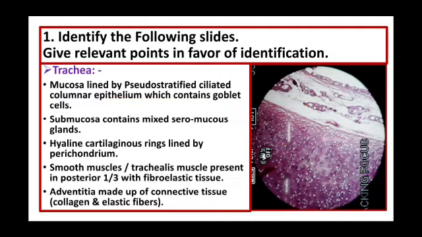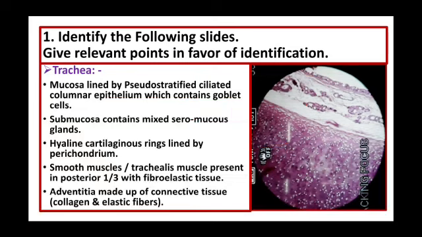The given slide is the trachea. So it is lined by the pseudo-stratified ciliated columnar epithelium, and a large number of goblet cells are present within this epithelium. The submucosa contains the mixed seromucous glands, and the cartilage is mainly made up of the hyaline cartilage, which is lined by perichondrium.